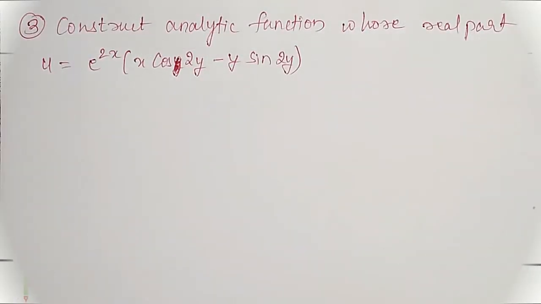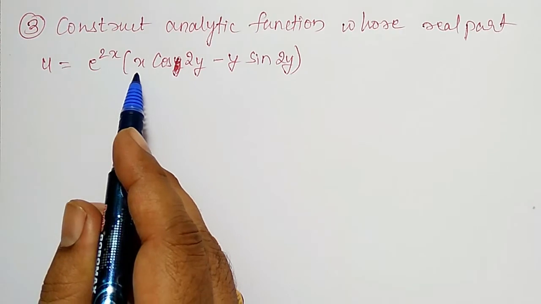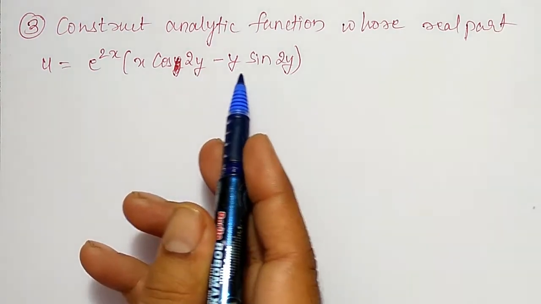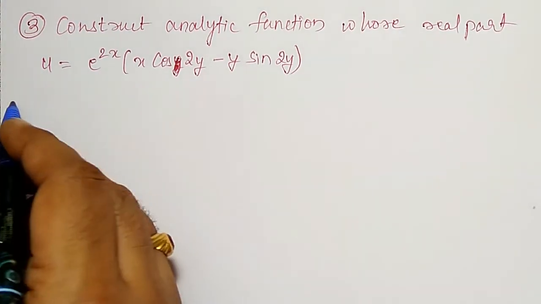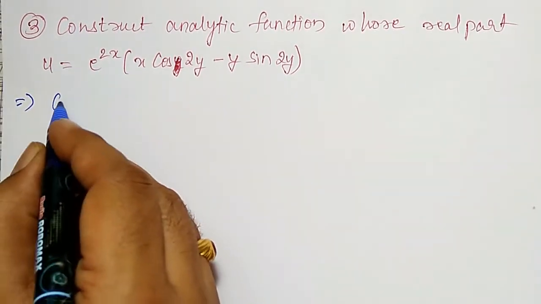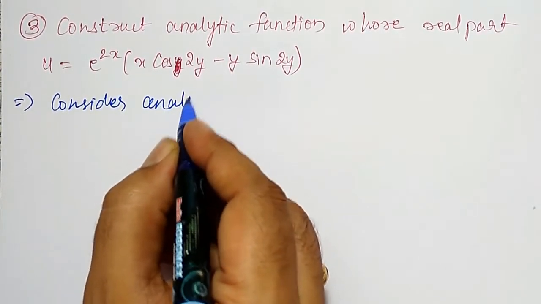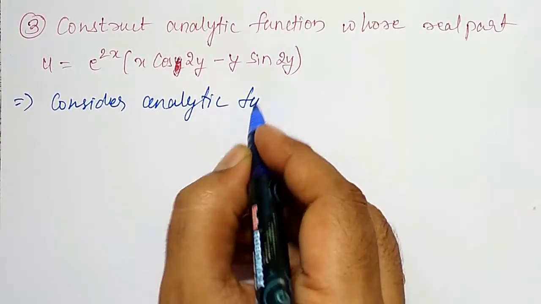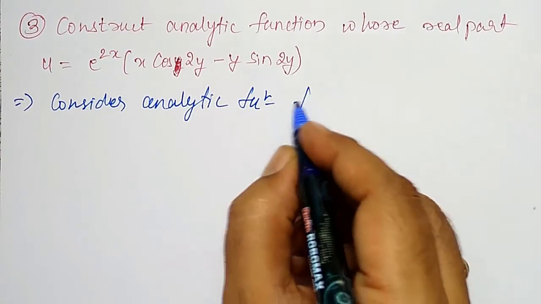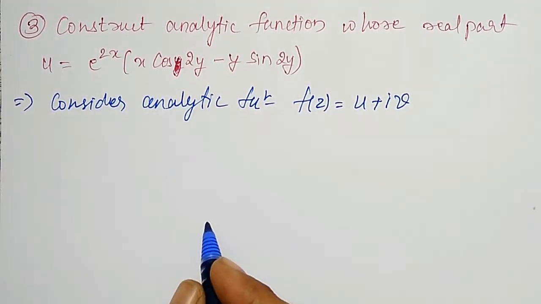In this video, I am going to construct an analytic function whose real part is u equal to e to the power 2x into (x cos 2y minus y sin 2y). Now, let me consider an analytic function f of z is equal to u plus iv.